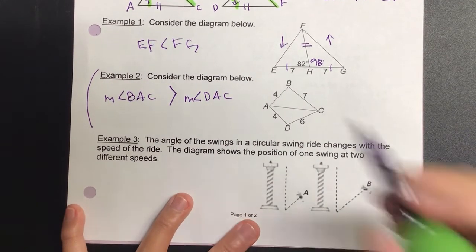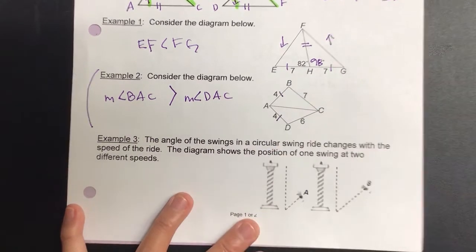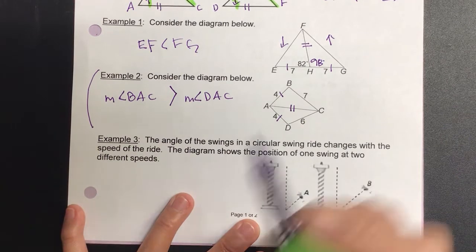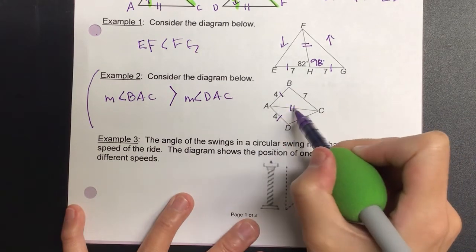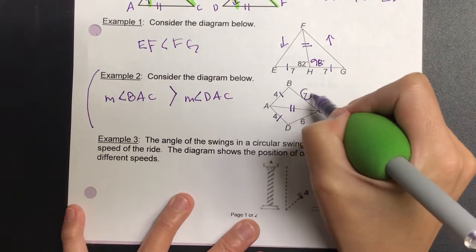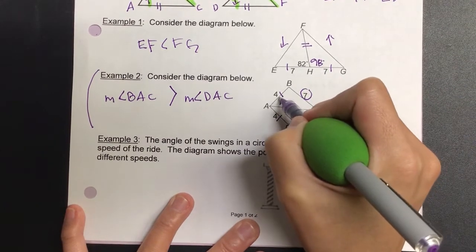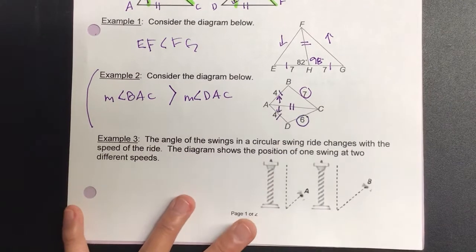How did I find it? So I knew 4 is congruent to 4. Is that true? Yes. By the reflexive property of congruence, these two are true. So as long as I know two sides are congruent to two of the other, the side opposite controls the angle. So since 7 is greater than 6, this angle up here must be greater than the bottom one.